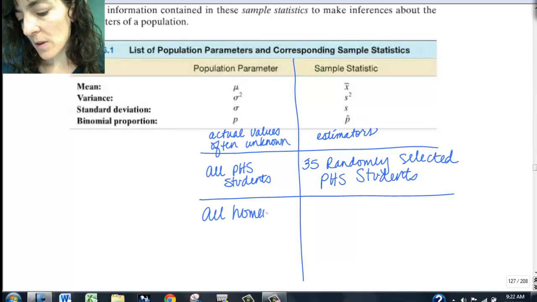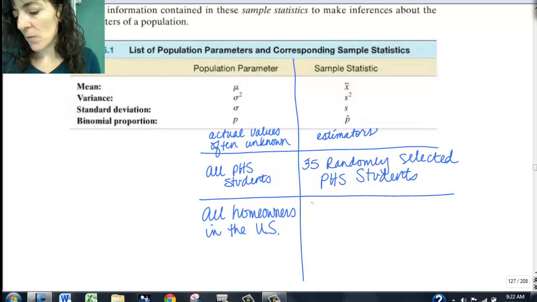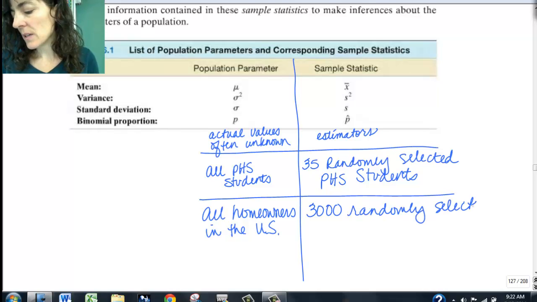homeowners in the U.S. and then we could say for the sample it would be like, say, 3,000 randomly selected U.S.